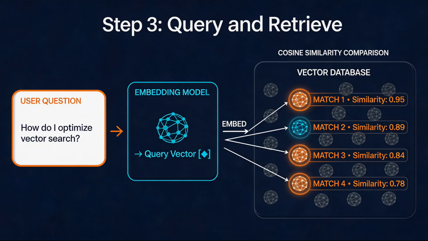The retrieval happens in milliseconds, even across millions of chunks. That's the power of vector search. It's not scanning every document. It's doing approximate nearest neighbor search in high-dimensional space. The result is a set of passages that are semantically related to the question, regardless of whether they use the same words.